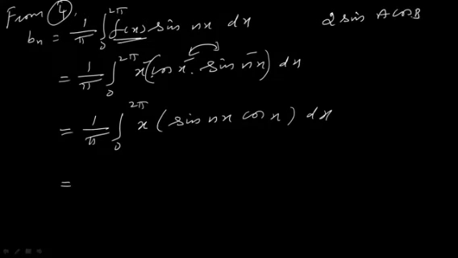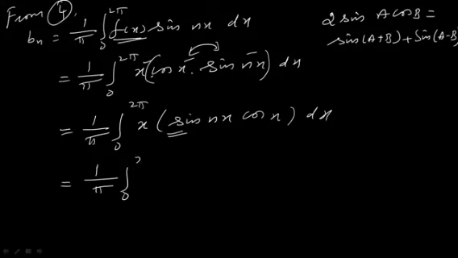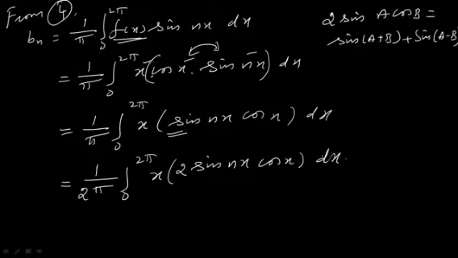2 sin a cos b. So you know the formula for 2 sin a cos b, that is equal to sin a plus b plus sin a minus b, right? So for that, here you don't have any 2. So what you are going to do next is 1 by pi integral 0 to 2 pi, you just multiply this term by 2 and divide the same by 2, so it doesn't change the value of the integral. 2 sin nx cos x dx. Am I right? This is of the form 2 sin a cos b. Instead of a, here you have nx, and instead of b, here you have x.